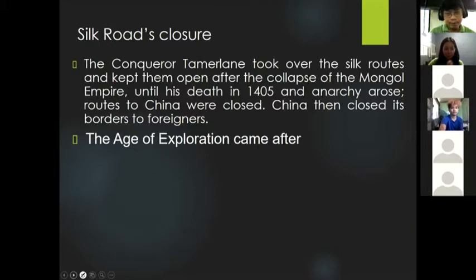After the closure of the Silk Road, dumating ang age of exploration. Sumikat yung mga European explorers from Portugal and Spain. During that time, ang pinakamakapangyarihan is Spain and Portugal. No? Kung natatandaan niyo yung Treaty of Tordesillas kung saan yung mundo hinati sa dalawa.